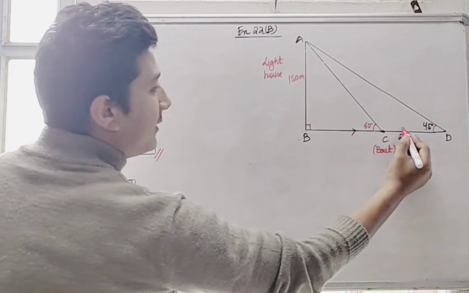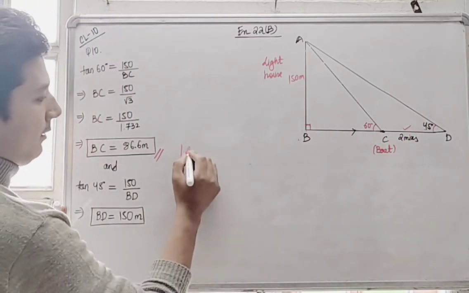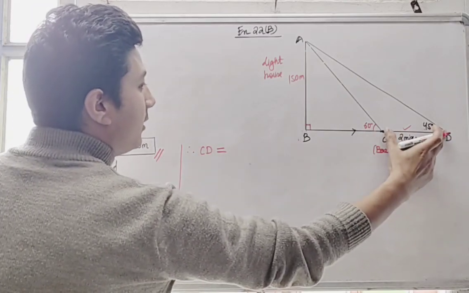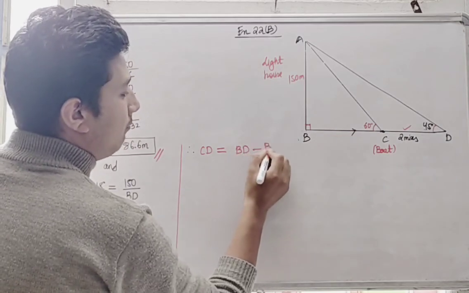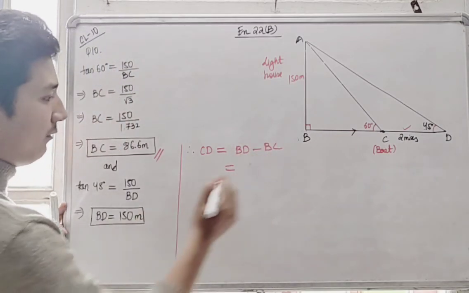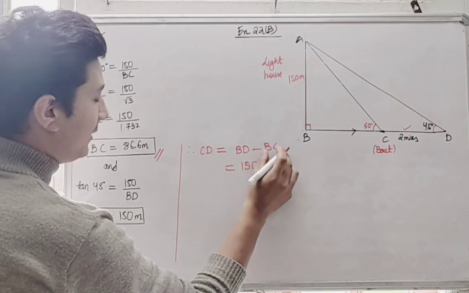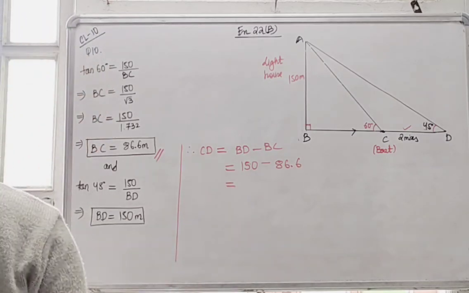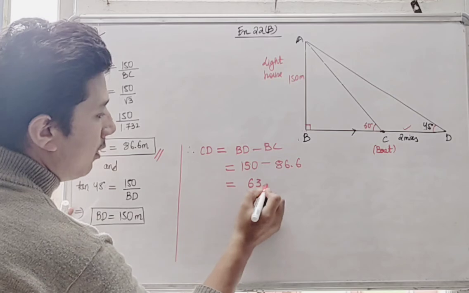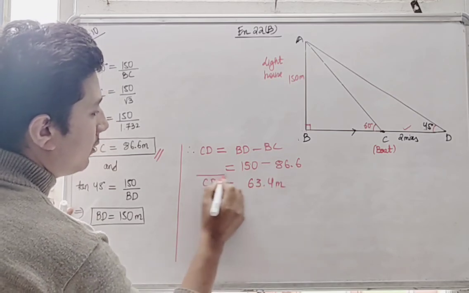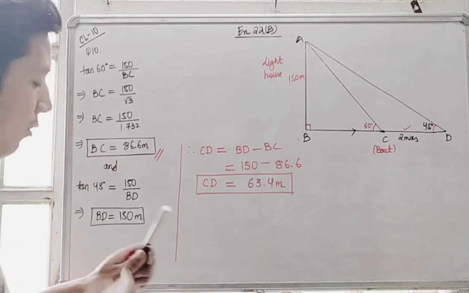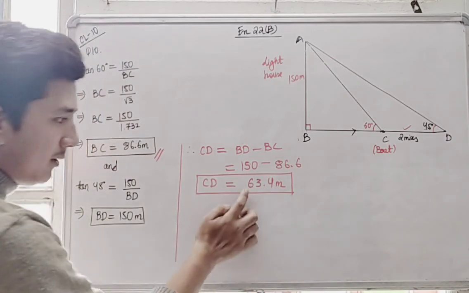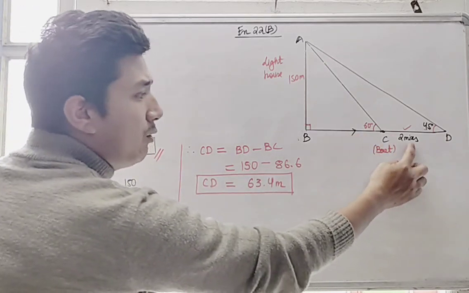So therefore, can I find CD? Obviously yes. Write down CD, this is equal to BD minus BC. So therefore, what is BD? BD is 150, and what is BC? BC is 86.6. So if you do this, then you will be getting 63.4 meter. CD is how much? 63.4 meter. Now boys, CD, which means this distance C to D, is how much? 63.4 meter.